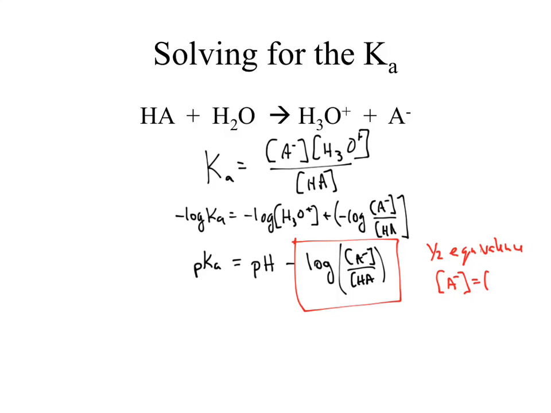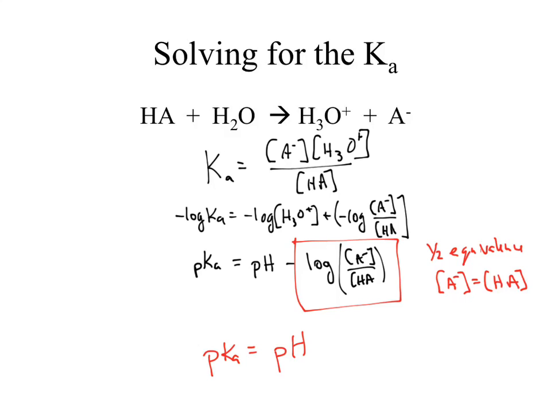At the half equivalence, what do we know? A minus equals the concentration of HA, which means I get log of 1. The log of 1 is 0. So at the half equivalence point, I find out that the pKa equals the pH. Okay? We can pull the half equivalence point graphically off of our pH titration. So that can simplify things.